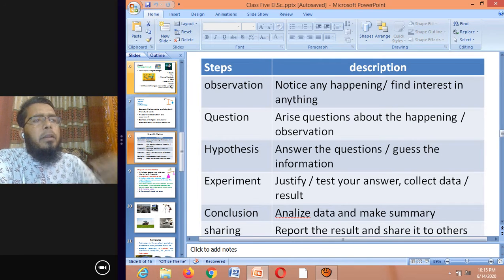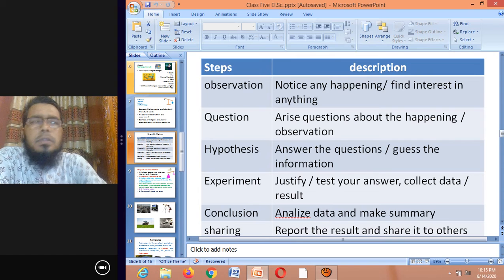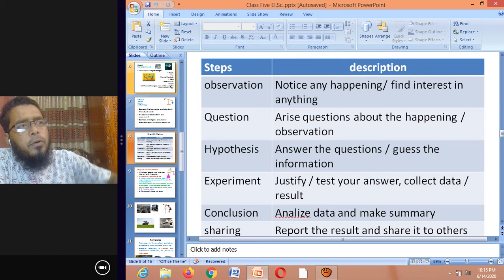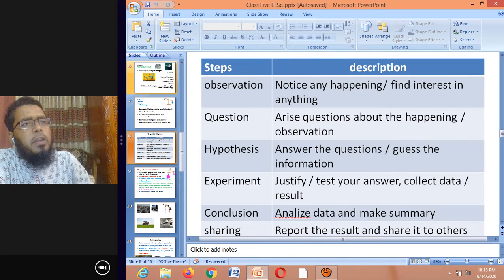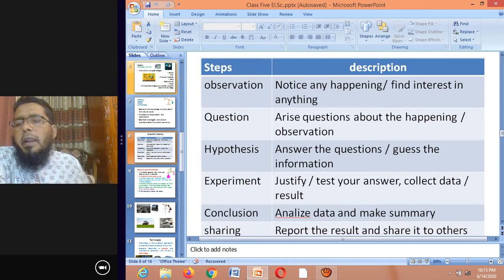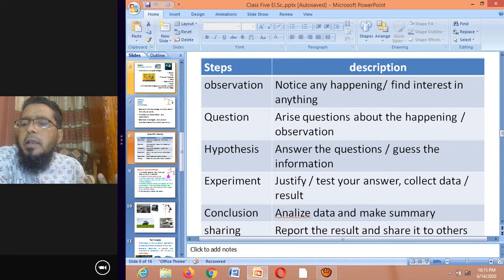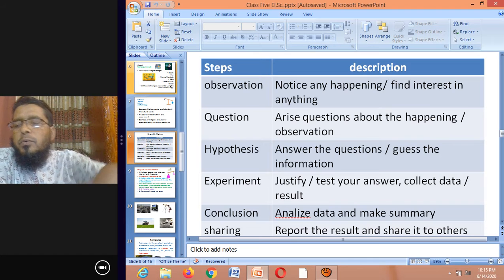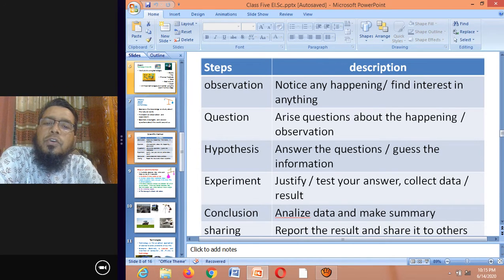For example, when a person sees an apple falling on the ground from the tree, that apple has fallen from upwards to downwards. It was noticed by Thomas Alva Edison, and he tried to find out the science of why this apple has fallen from the tree to the ground, from upwards to downwards. That is observation. So we notice any happening and find interest in anything.